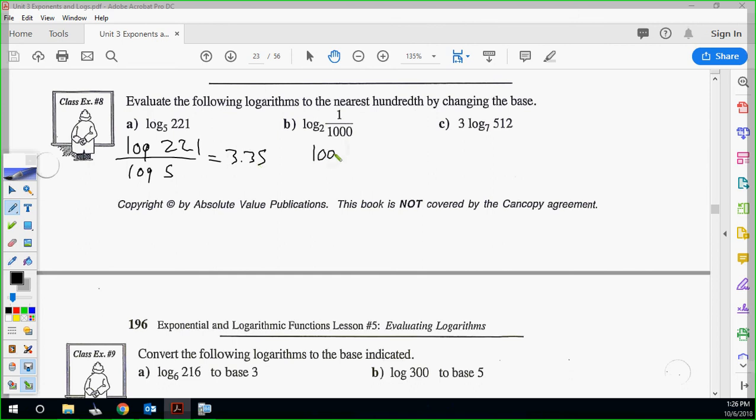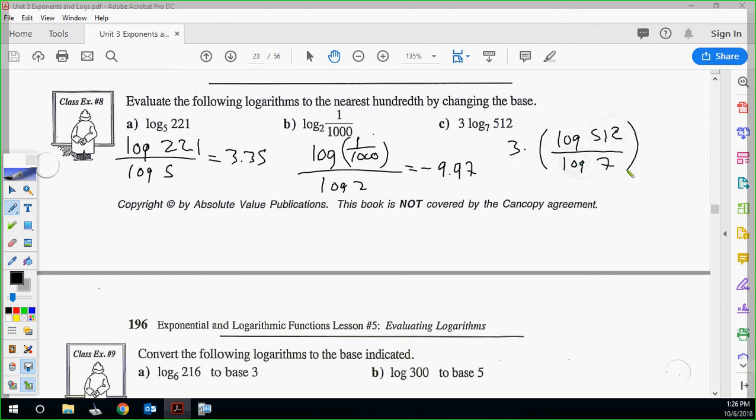Log 1 over 1,000. Make sure you're putting this in. You put the brackets around the 1 over 1,000 divided by log 2. Expecting a negative here, which you get negative 9.97. Now this one here, there's a couple things you can do, but you can kind of let the 3 just hang out. You can go 3 times log 512 over log 7. And when you do that, it'll get you 9.62. Okay? That's how you use the change of base identity.